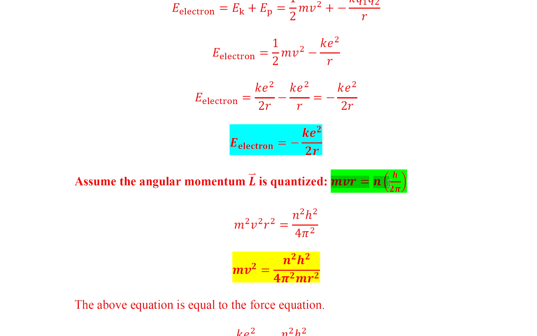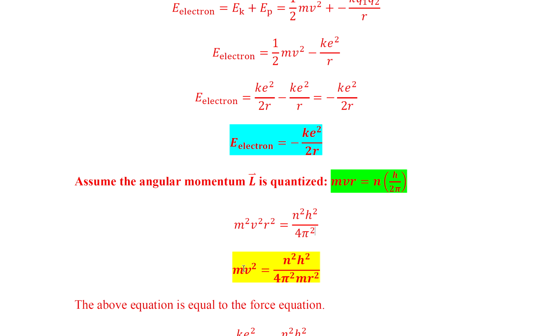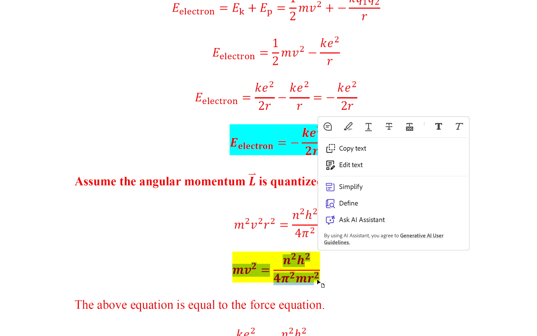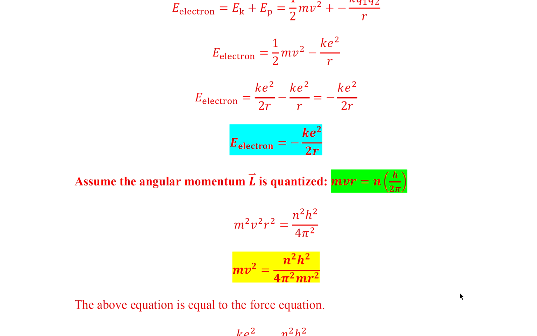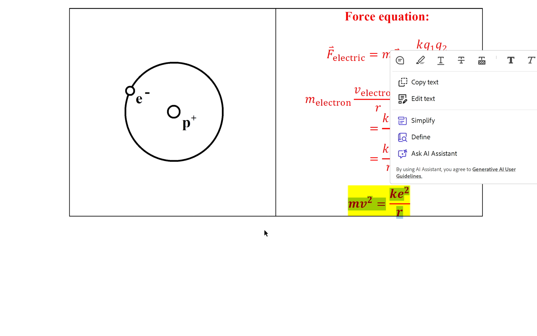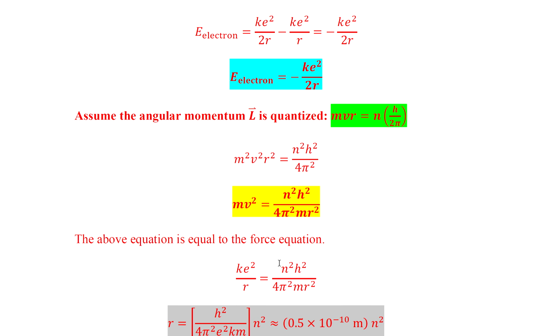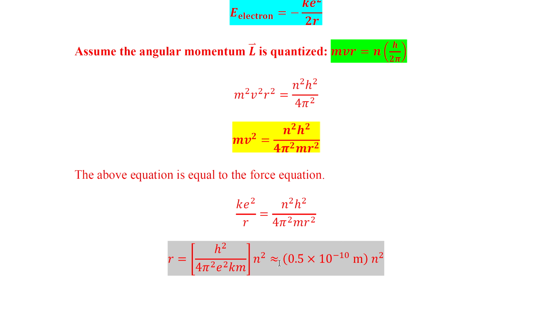So let's square both sides of this green equation, and then let's solve for mv squared. We get this. In yellow here, I have an mv squared, and then up here in yellow, I have an mv squared. So what do you think we should do? We're going to set both of them equal to each other, the two yellow equations. So this above equation in yellow is equal to the force equation in yellow.